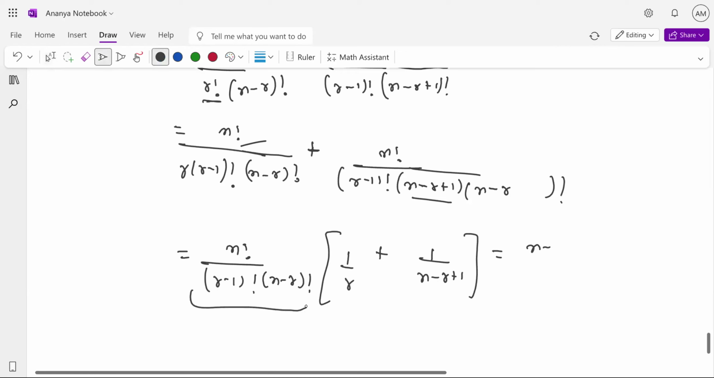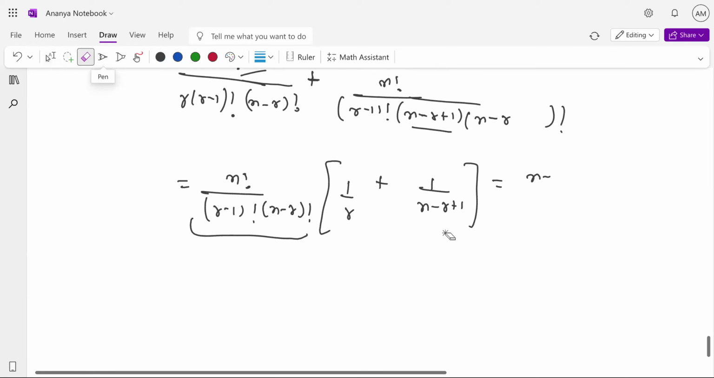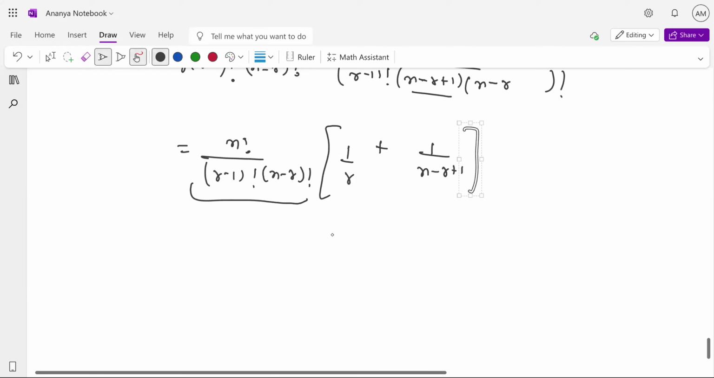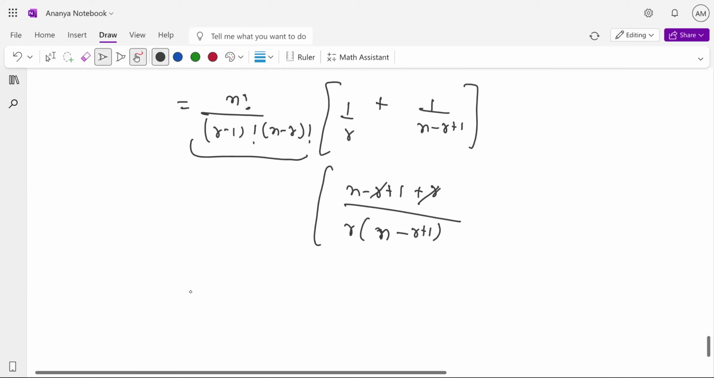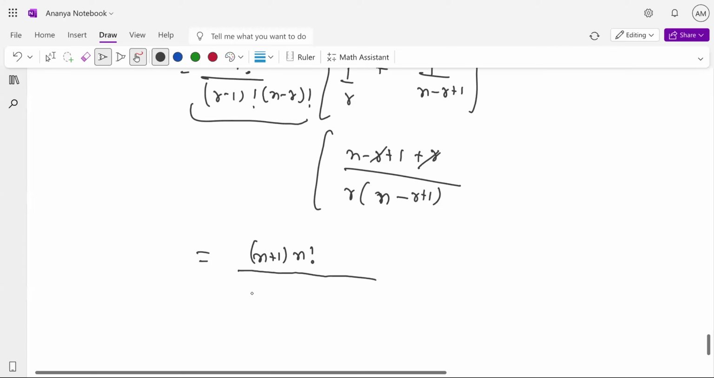Whatever is written, let's rewrite the same thing. If you solve this, what you are going to get? N minus r plus 1 divided by r. Here it is n minus r plus 1. This got cancelled. Can you see this? So what we are left with finally is n plus 1, n factorial divided by r factorial.